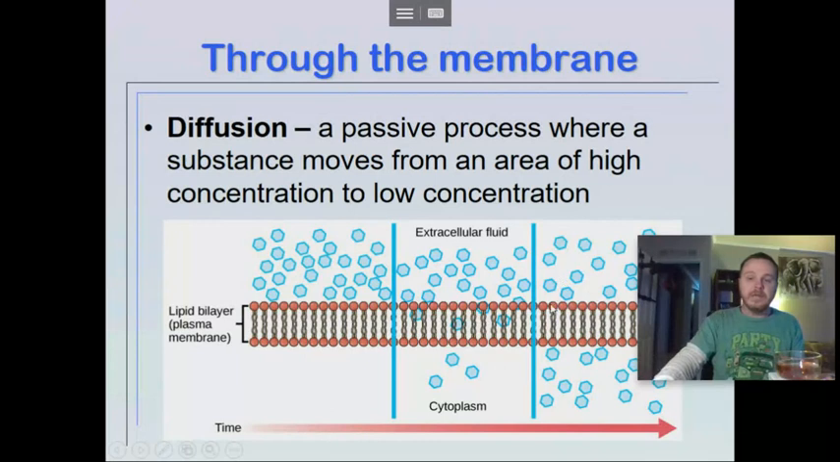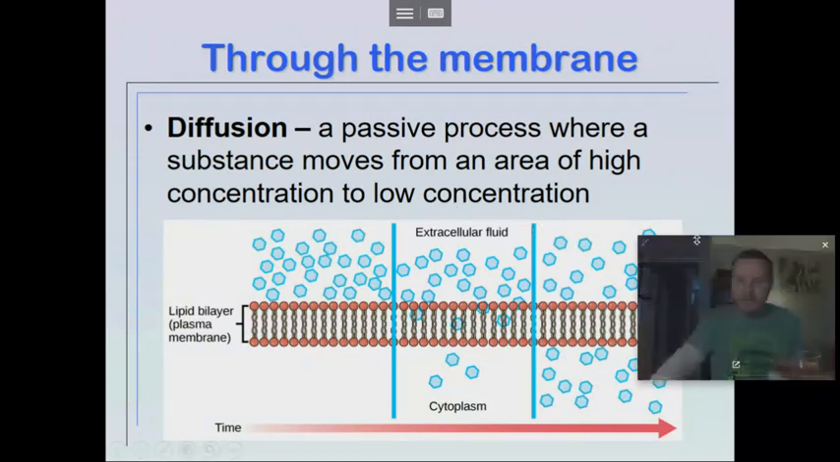And then over time, if those molecules, whatever is concentrated in the extracellular fluid, if it can pass through the membrane, you'll reach a point where you have as high a concentration in the cytoplasm as you do outside of the cytoplasm, if these molecules have a way to move across the membrane. That's what we call diffusion. Diffusion is a process where a substance moves from an area of high concentration to an area of low concentration, which hopefully you can see. I don't know how good this video is going to be, but figured we can give that a try.